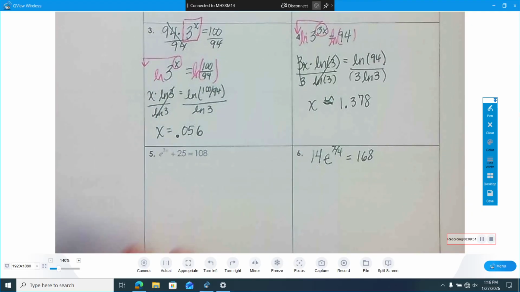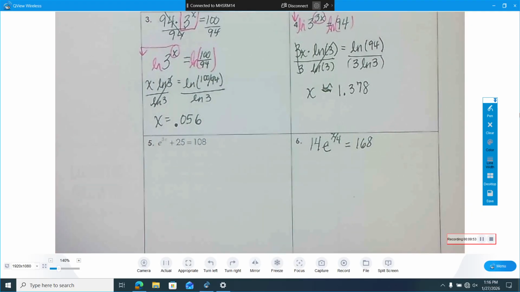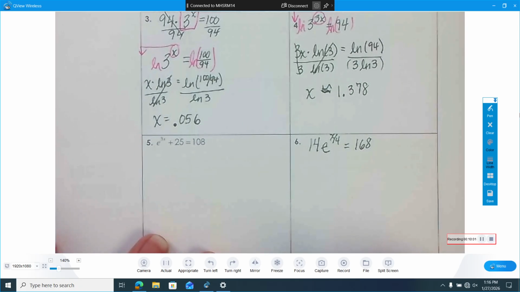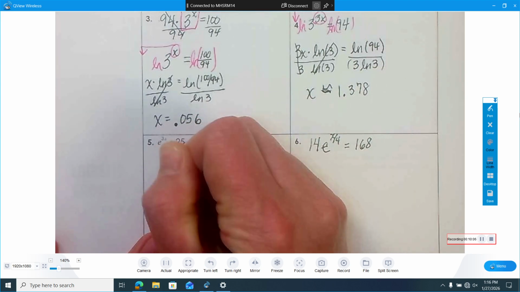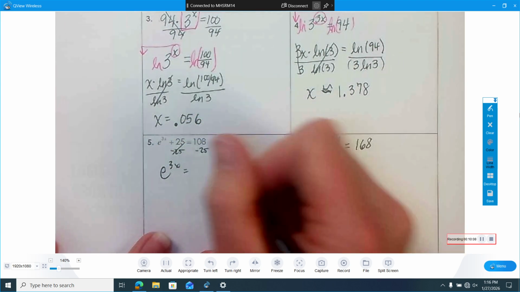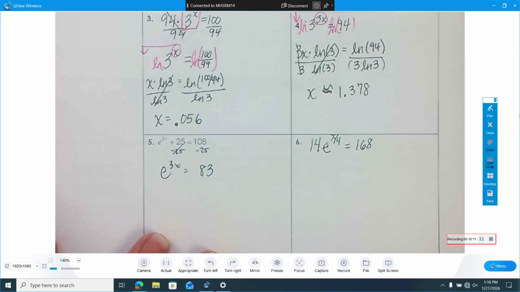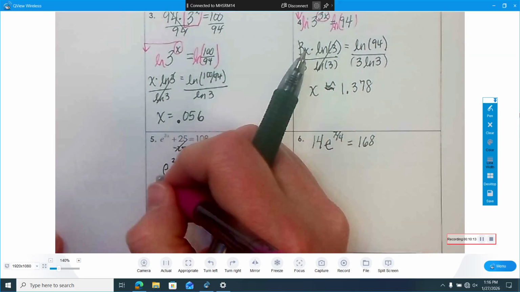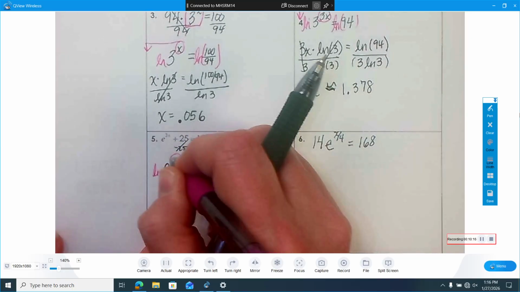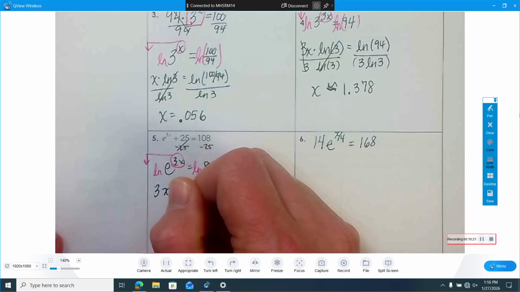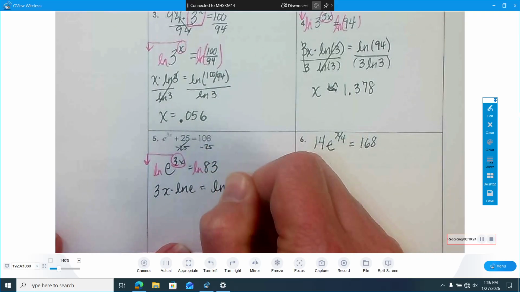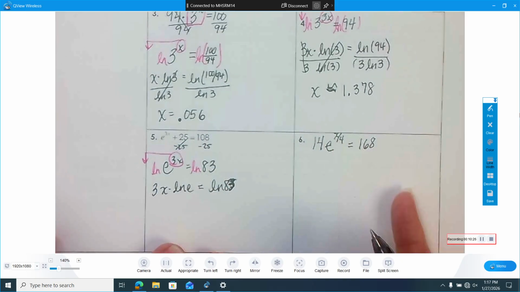We can do number 5 here. We have e to the 3x plus 25 equals 108. What do you want to do first? Subtract 25. Very good. So we get e to the 3x equals 83. And then what should we do? Natural log. I'll take natural log of both sides, and that's going to allow us to drop our power down. So we get 3 times x times the natural log of e equals the natural log of 83.